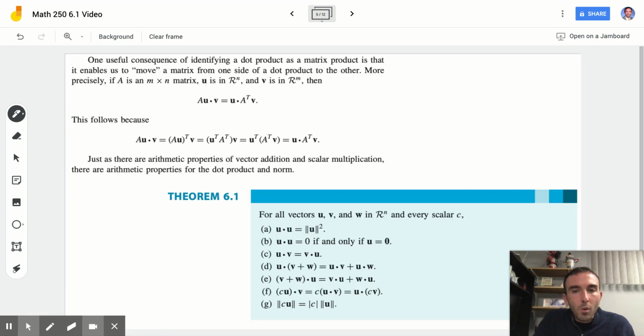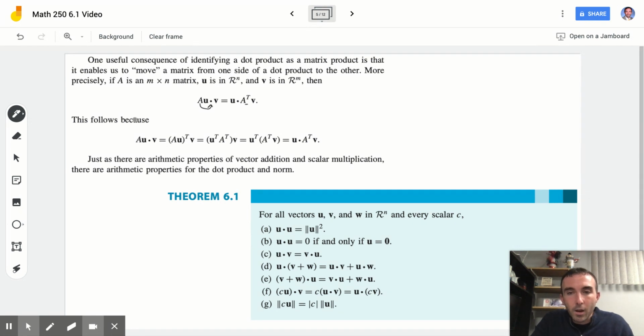So now that we've worked with norm a little bit, and also the dot product, we'd like to look at some additional properties of vectors and the dot product. I've copied some text out of your book here because I think it's really important. One useful consequence of identifying a dot product as a matrix product is that it enables us to move a matrix from one side of a dot product to the other. More precisely, if A is an m by n matrix, u is in Rn, and v is in Rm, then we are able to move a matrix A through the dot product like this, and even use its transpose. Again, the dot product gives you a scalar as an answer, so that's why we're allowed to do this.